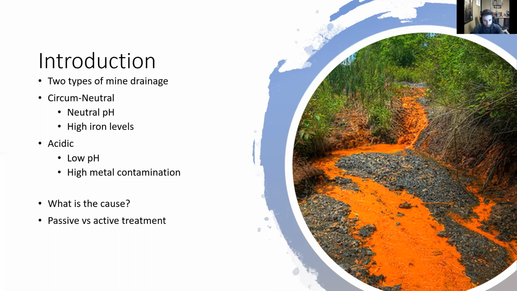The downside of passive treatment is that it can become less effective over time and it requires a lot of land. Active treatment, on the other hand, requires a lot of maintenance, and it works by adding chemicals such as sodium carbonate, ammonia, sodium hydroxide, and manganese oxide to increase the pH and precipitate metals. It does cost a lot, however, it does work a lot faster than passive treatment.